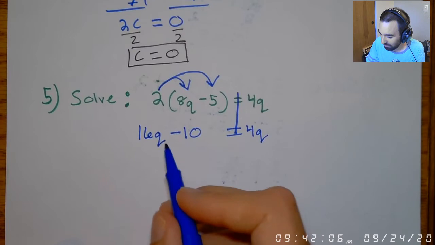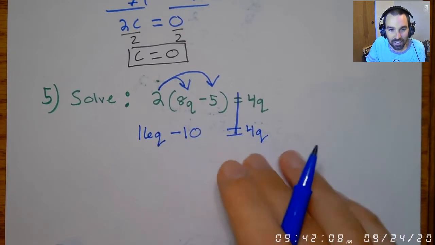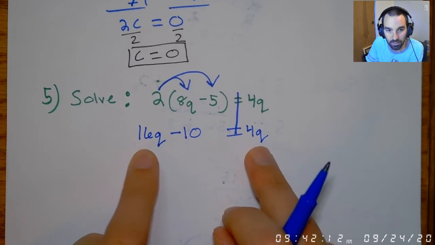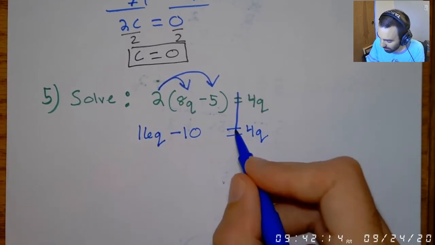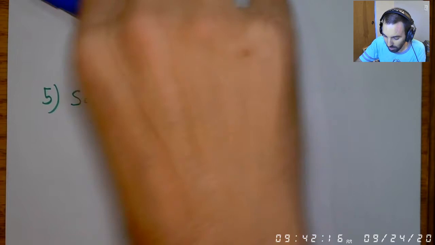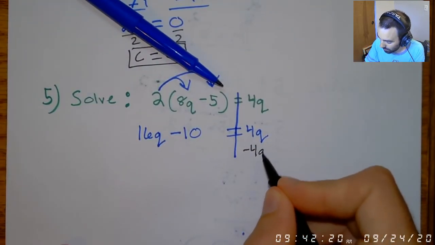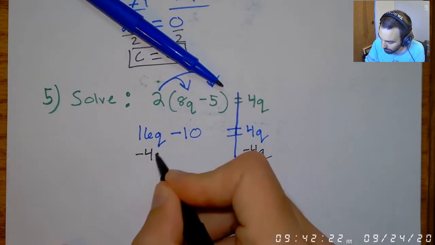Okay. All right. So I get to here, and then I notice, hey, look at this, I got q's on both sides, right? 16q is definitely more than 4q. So I'm going to go ahead and get my 4q's over to the left side.